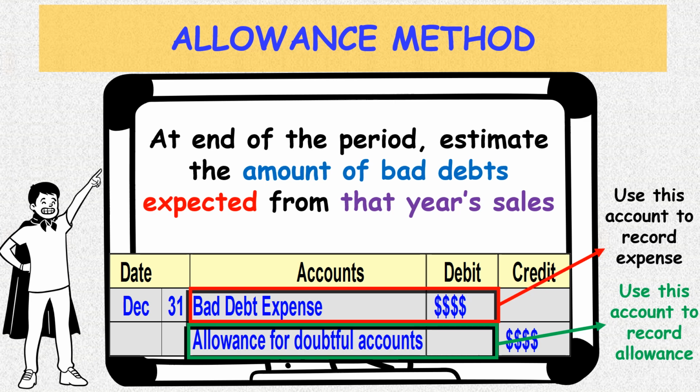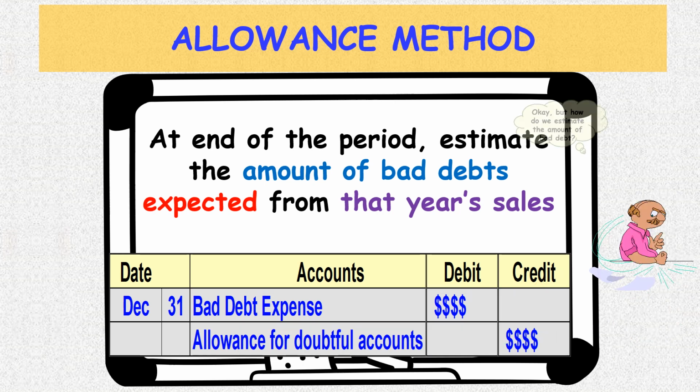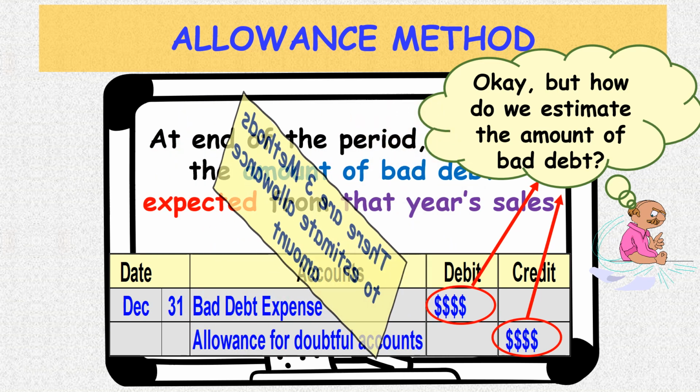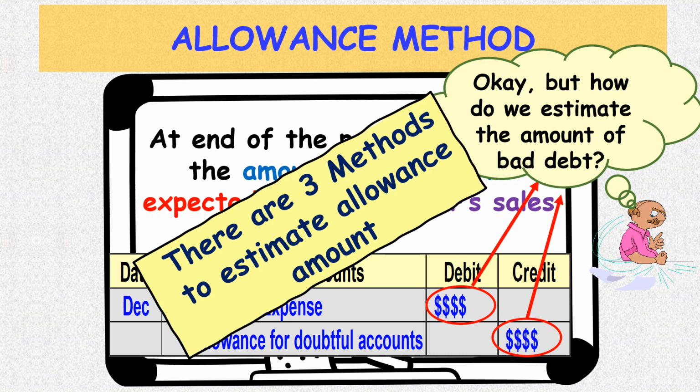for doubtful accounts. Now the question is, okay, I understood that bad debt should be debited and the allowance should be created because we don't know exactly who will not pay, and we should be recording the expense in the same year as the sales. But the problem is, how do we know the amount? Well, the amount is going to be estimated using one of the three methods. So let's look at those methods.